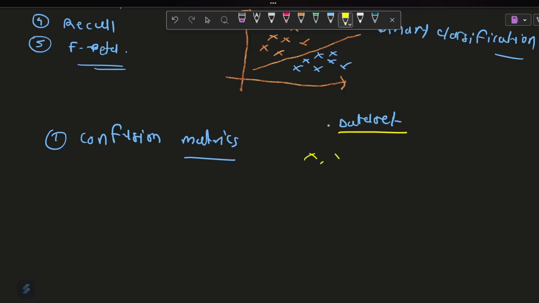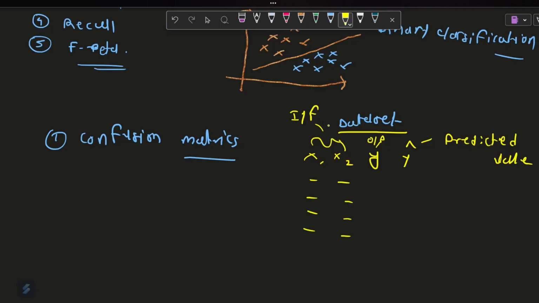We have two features, one is the input feature, and that's the output feature. Okay, and this is the predicted value. So let's start, we have some data points, and after that we have some points like the output, or actual output basically. This is a predicted output and this is the actual output.